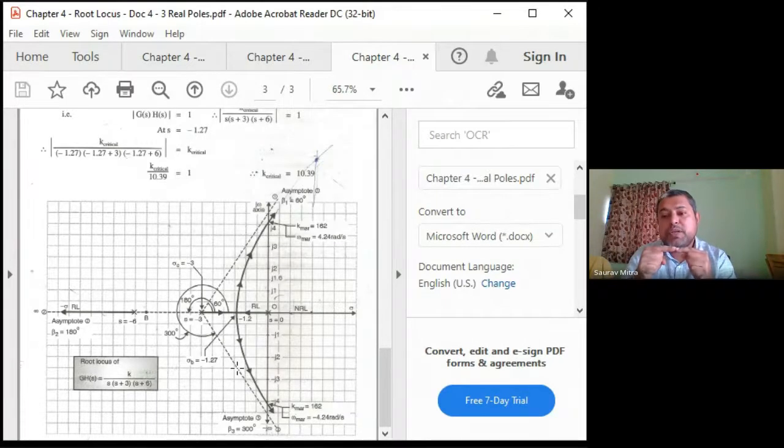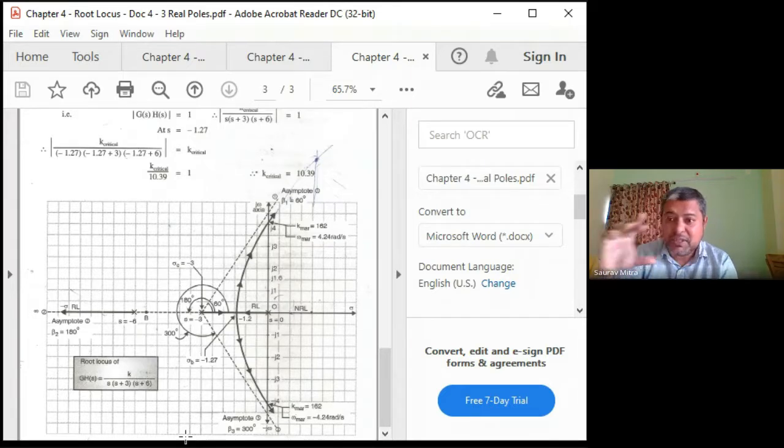That means it is producing non-oscillatory response. As soon as k is greater than 10, I just took one value, you are finding that the root locus is leaving the real axis and jumping onto the j omega axis. As soon as it jumps onto the j omega axis, the time domain response will become oscillatory. So oscillation will continue, but it will be a decreasing kind of oscillation.